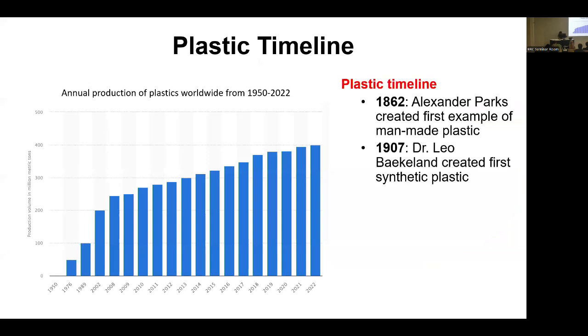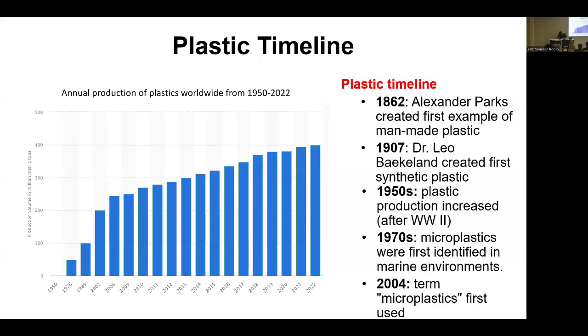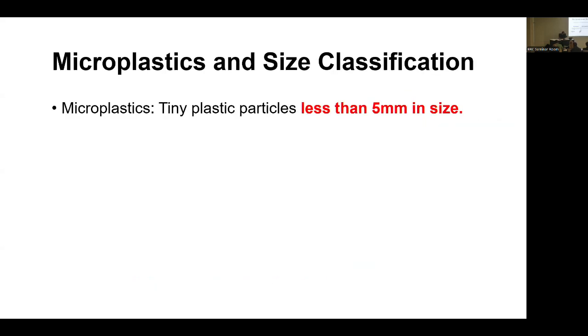A little bit of the plastic timeline, from 1950 to 2022. In 1862, there was the first example of man-made plastic. In 1907, the first synthetic plastic was created. The 1950s, as we can see here, is when it starts. After World War II, plastic production increased, with a lot of advances in the medical world, technology, sports, whatever. The 1970s is when microplastics were first identified in marine environments. And 2004 is when the term microplastics was first used.